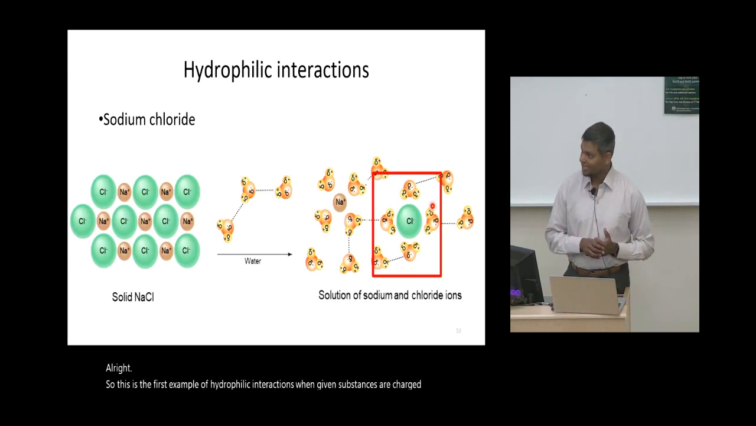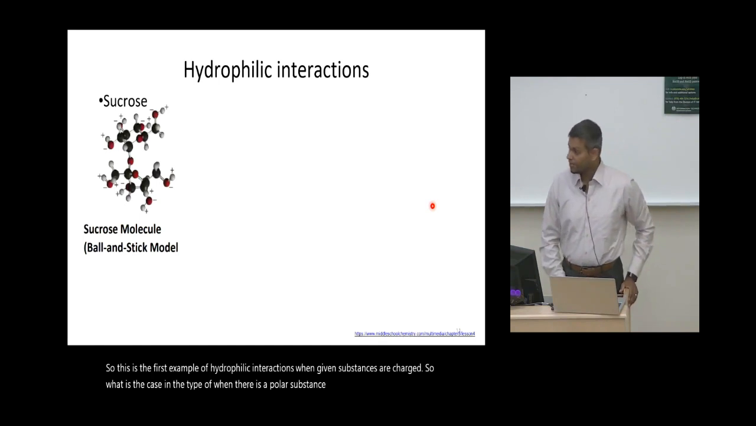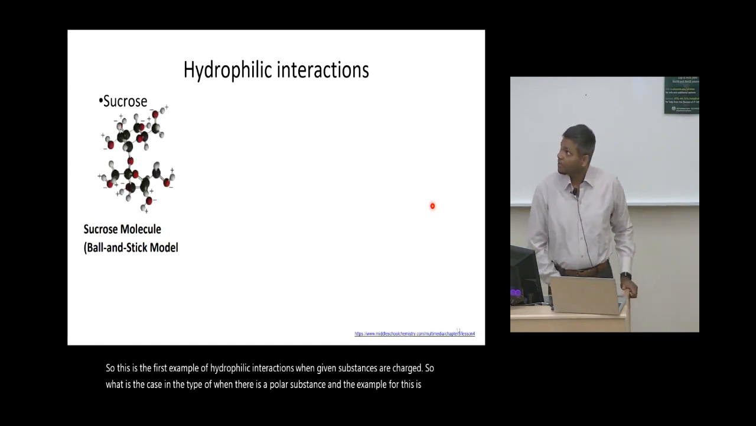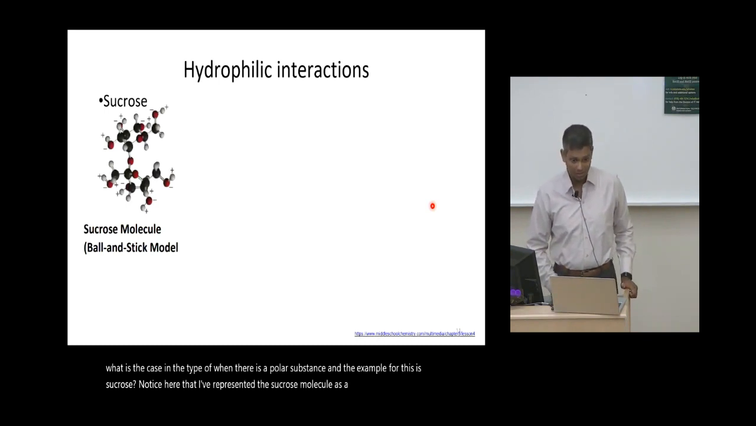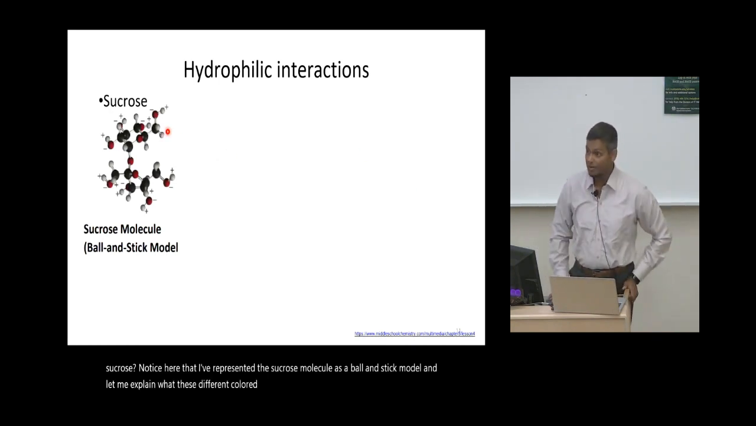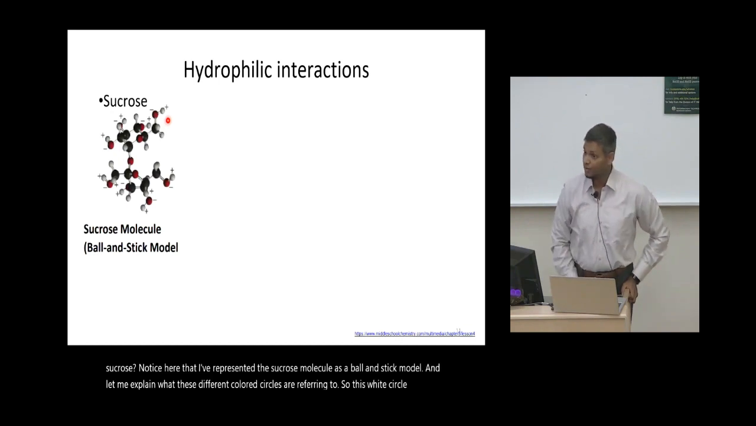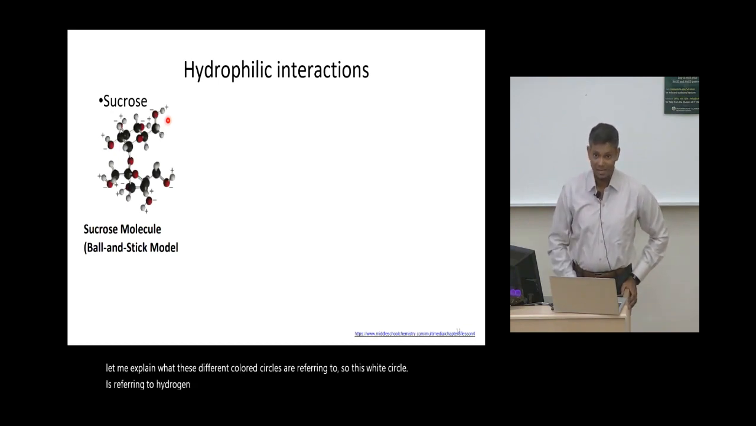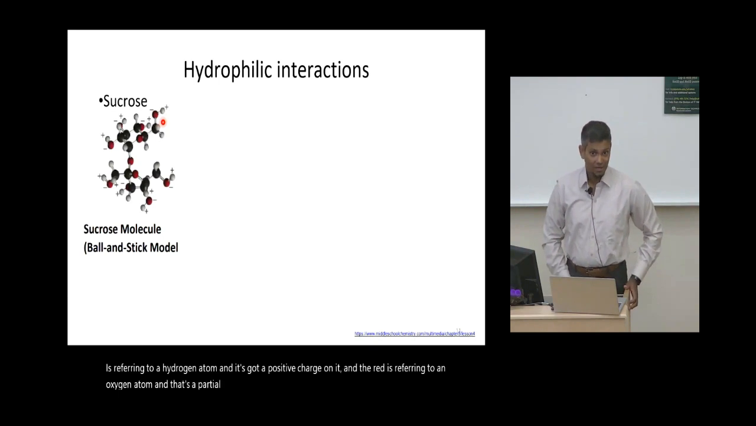So what is the case when there is a polar substance? And the example for this is sucrose. Notice here that I've represented the sucrose molecule as a ball and stick model, and let me explain what these different colored circles are referring to. So this white circle is referring to a hydrogen atom, and it's got a partial positive charge on it, and the red is referring to an oxygen atom, and has a partial negative charge on it.